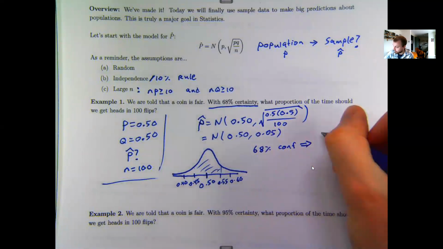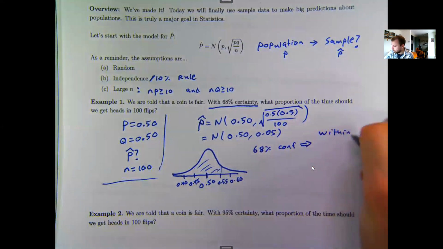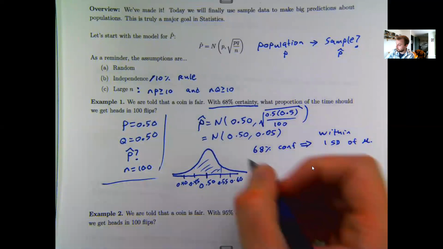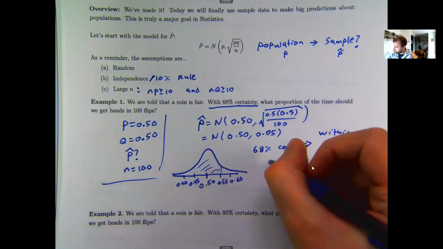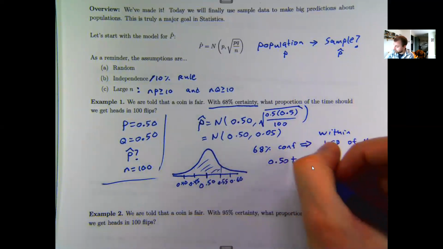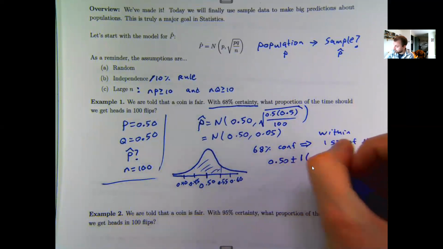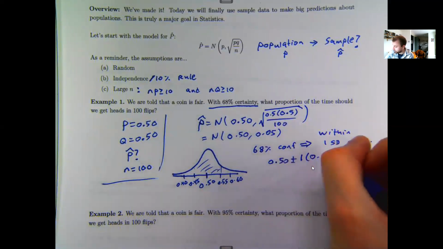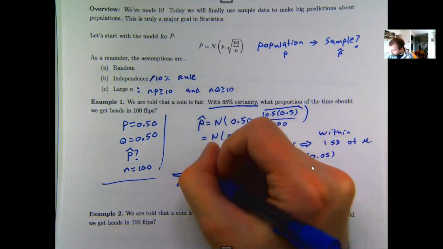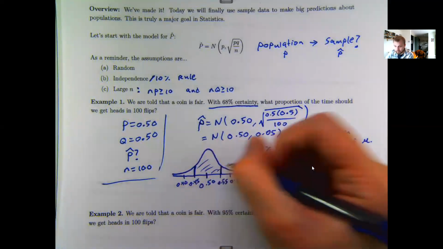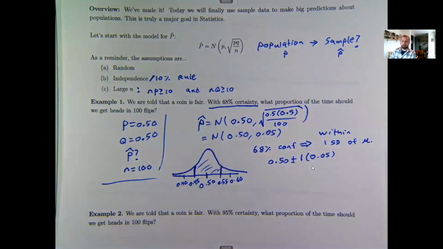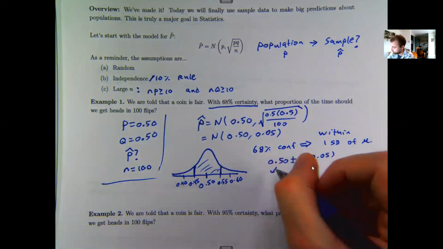So this means I want to be within 1 standard deviation of the center. So from 50%, I'm going to go up and down 1 of these standard deviations. And I can see that on my graph already. Actually, I shaded that in somewhat intuitively there. It appears to be anything between 45 and 55.